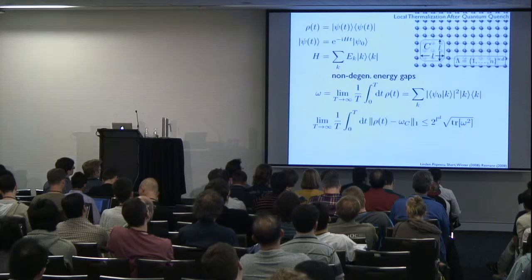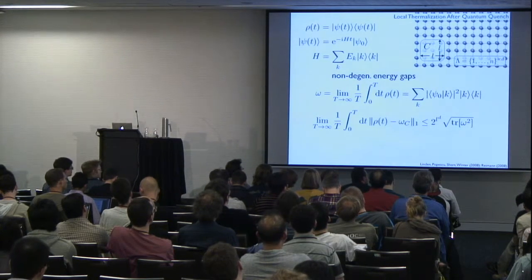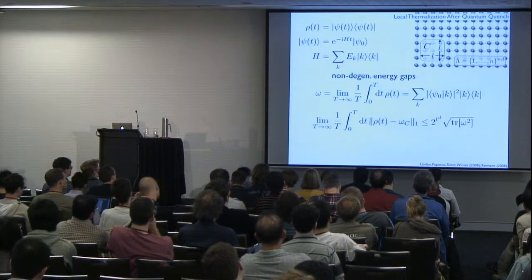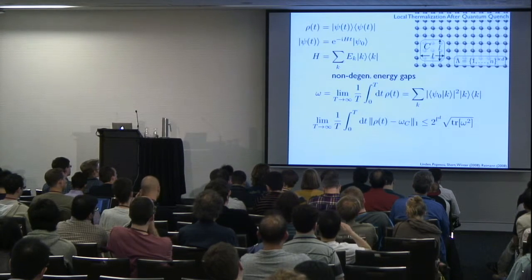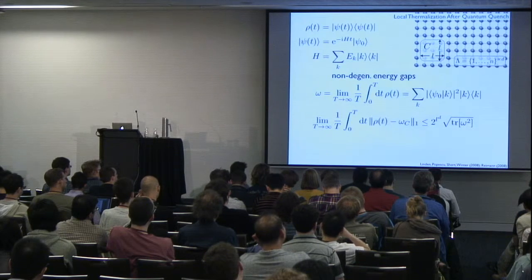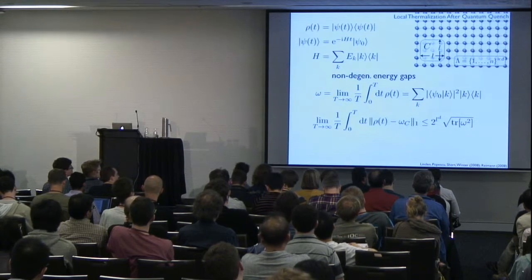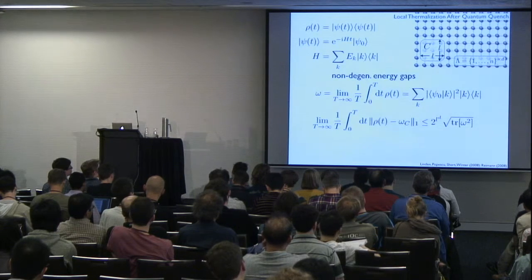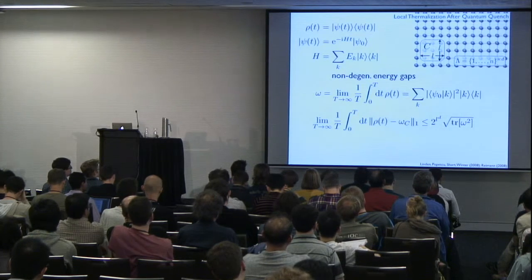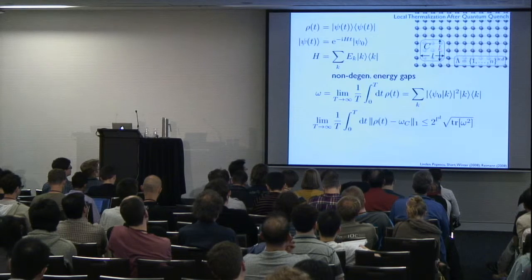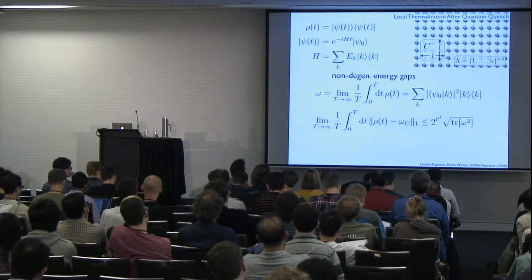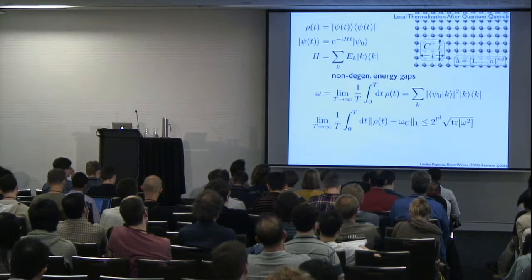So you start with a certain initial state, you time evolve it by some Hamiltonian, and then you ask whether after a long time this state will thermalize in a certain sense. And again, this can only work if you restrict yourself to a subregion. So this is really the setting of a system and an environment, if you want.